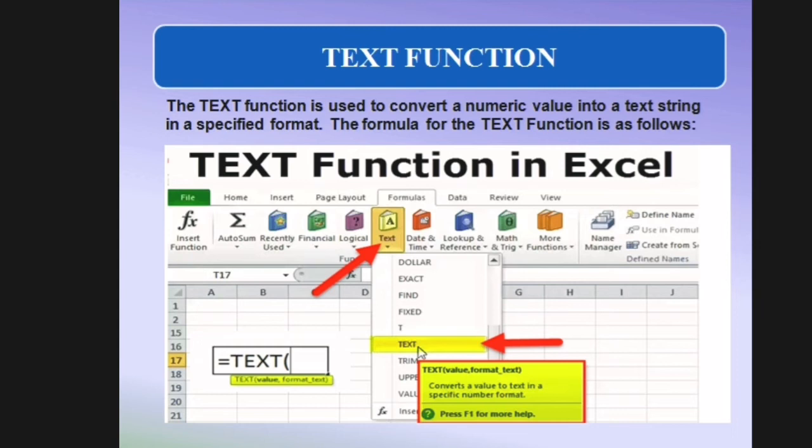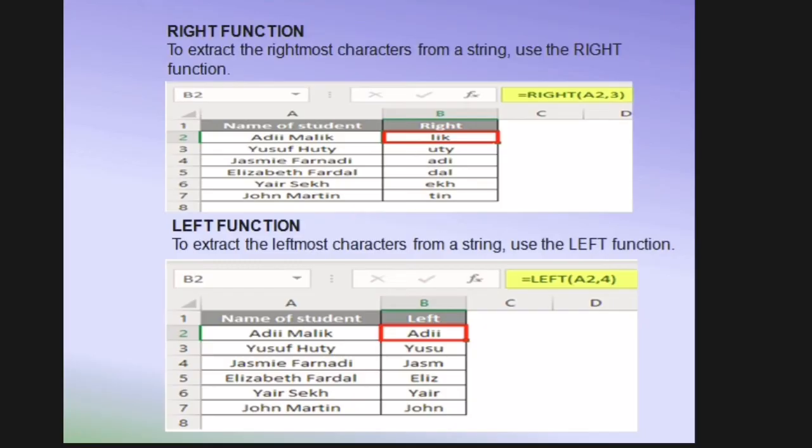Right function. Through this function, we can easily extract the rightmost characters from a string. Just use the equal sign, write right in brackets, select the cell address, mention the number of characters, and close the bracket. In the function given below, your cell address is A2 and the name of the student is Adi Malik. If you want to see the last three characters from the right side, it will show LIK.